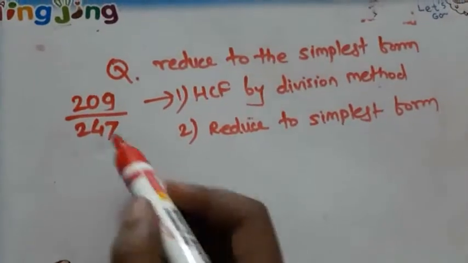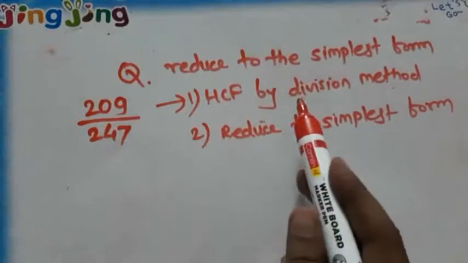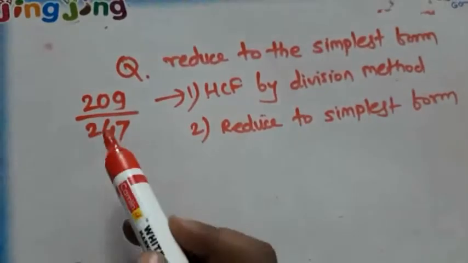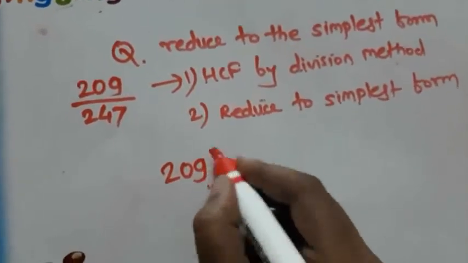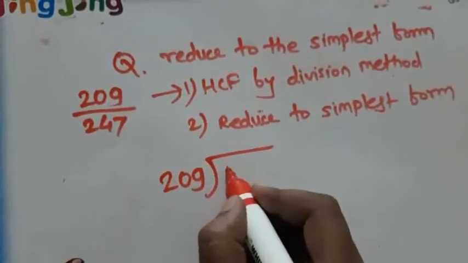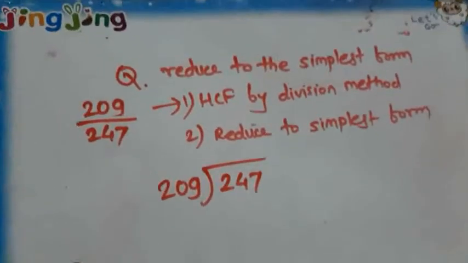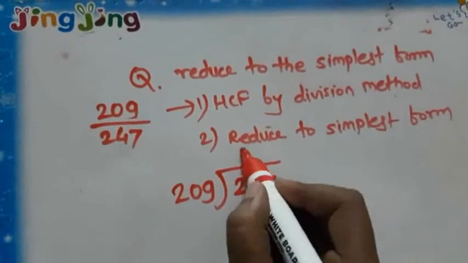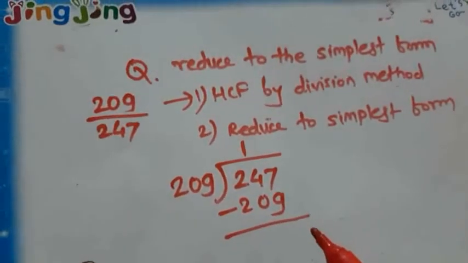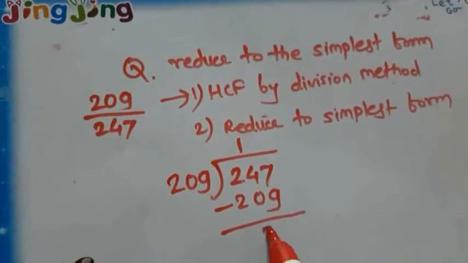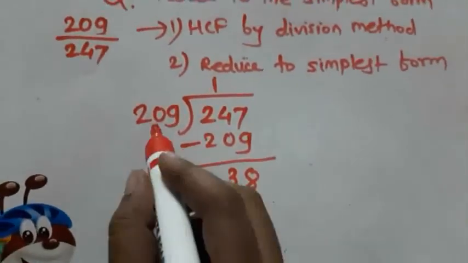So first we will find the HCF of these numbers. While finding HCF by the division method, what are we doing? Divide the bigger number by the smaller. So 209 will be the divisor and 247 is the dividend. Now these numbers are nearly equal, so 1 times we can take, minus 209. Subtraction will be 38. Now this 38 is smaller than 209.